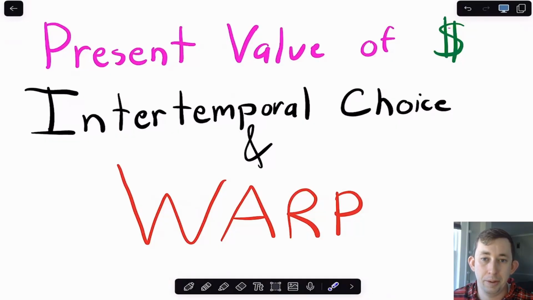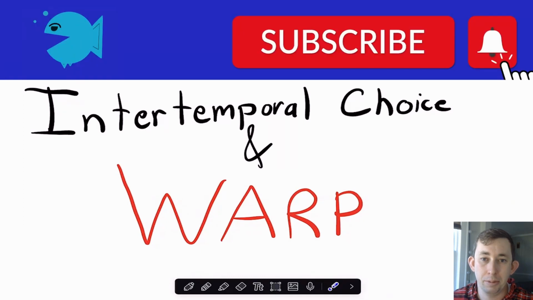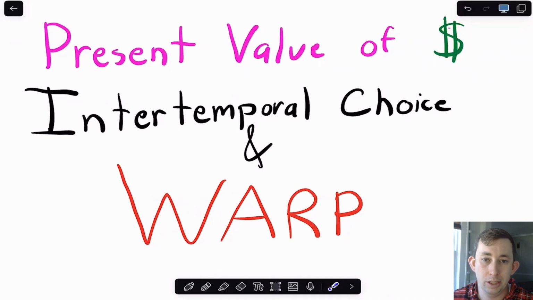Today I'm going to talk about the present value of money. I'm going to talk about intertemporal choice. I'm going to talk about warp and how warp factors into intertemporal choice. So timestamps are below if you would like to jump around, but let's go ahead and get right into it.